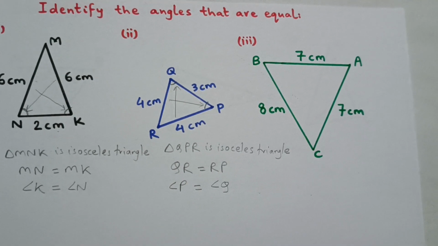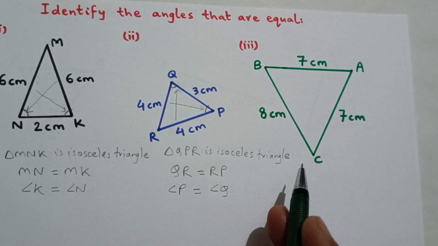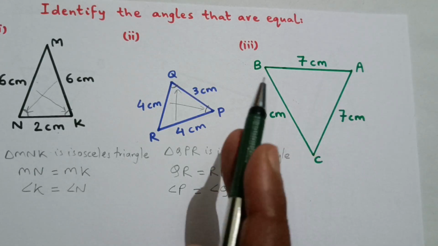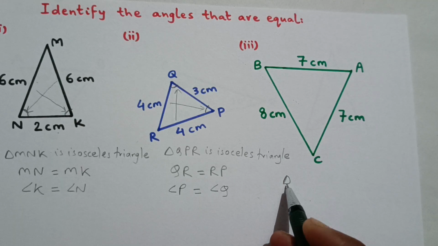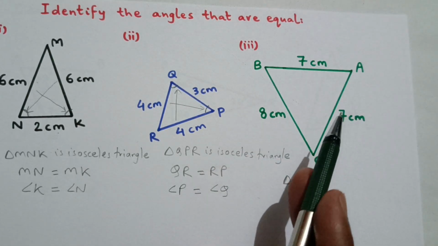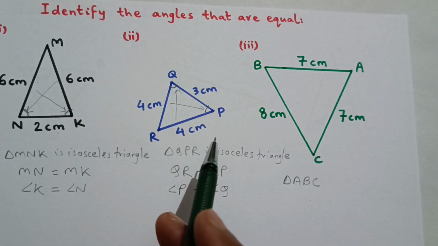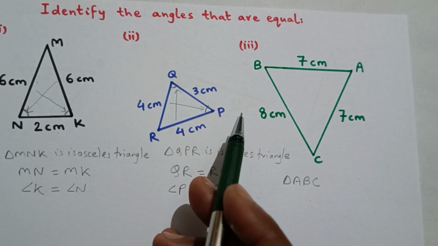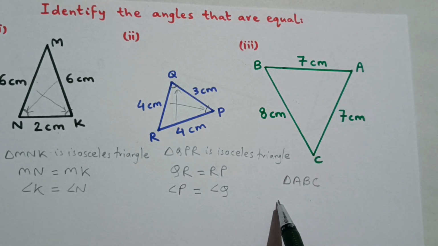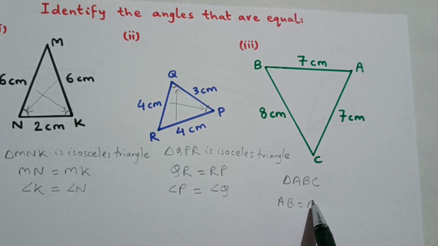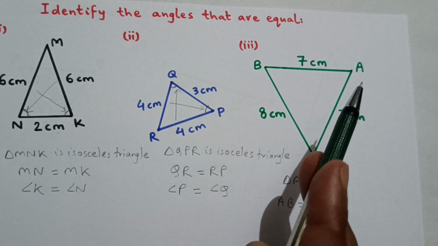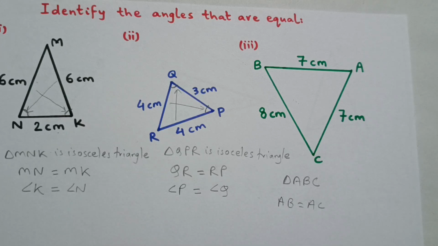And now let us go to question number 3. In question number 3 we have been given this triangle. Let us call this triangle ABC. Now in this triangle we have been given the measure of all the three sides. And we can see that side AB and side AC are equal to each other. So AB is equal to AC because the measure of side AB is 7 centimeter and the measure of side AC is also 7 centimeter.